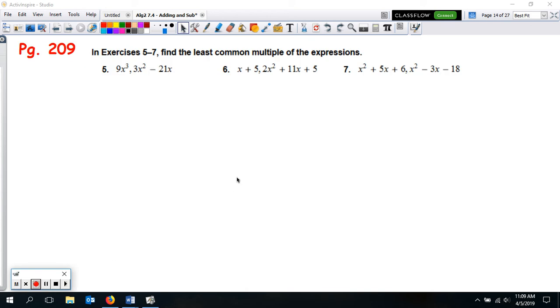Okay, so 5, 6, and 7 just say find the least common multiple. So basically we want to pretend these are the denominators of our fractions, and so when we're trying to find the common denominator, this is what we do. It is finding the least common multiple of the denominators, and so we're going to count most here for these. So starting with number 5, we have a monomial here first, and then this is a binomial, so these are like our two different denominators.